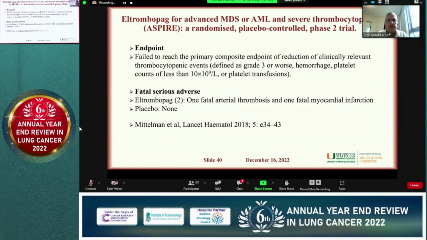So again, AML and high-risk MDS have only been studied with eltrombopag. I can't say romiplostim would be better. I can't say eltrombopag would be better. But I can say that there's a theoretical reason not to use TPO agonists in this setting, certainly not outside the context of a clinical trial.